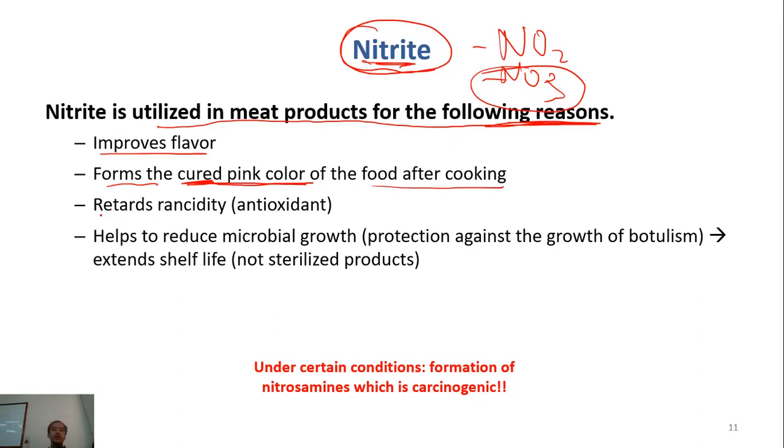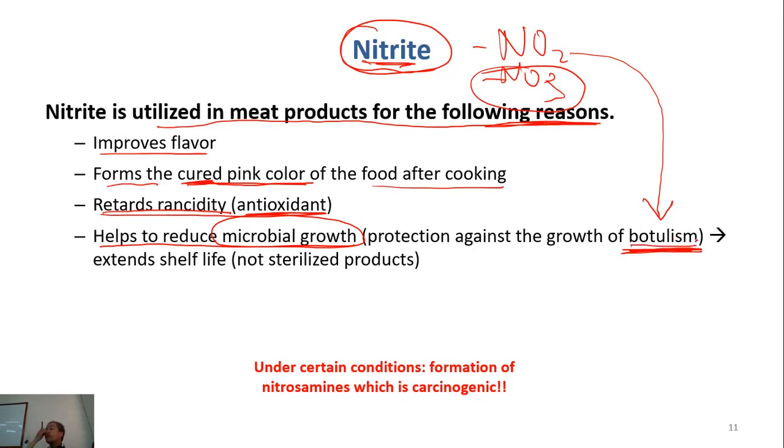Nitrite is also an antioxidant, so it can somehow retard the rancidity of the fat. Good, okay? Also good. Nitrite is antimicrobial, so it reduces microbial growth. Especially, nitrite is very effective against clostridia, against Clostridium botulinum. So if you use nitrite correctly, properly, you can reduce the risk of Clostridium botulinum.